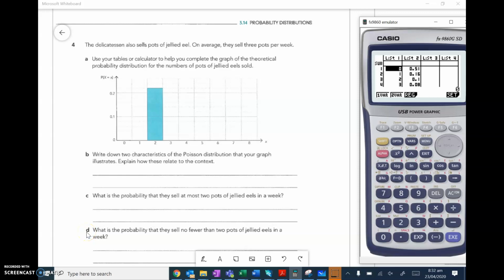Okay, I just wanted to talk about a couple of the questions on page 41, 42, and 43. I'm not going to do all of them, but just the ones that would help you get a start or the ones that are a bit tricky.